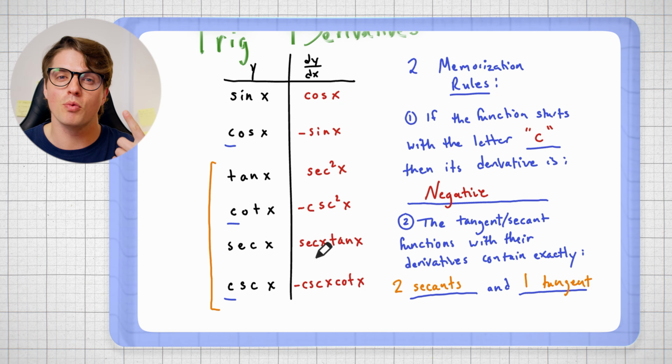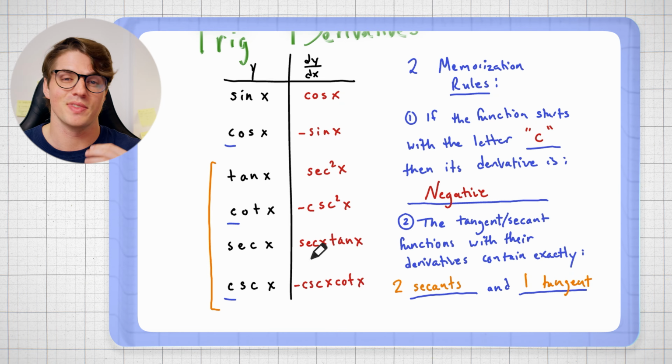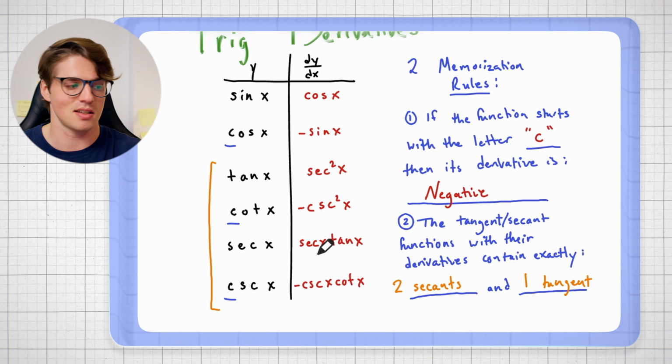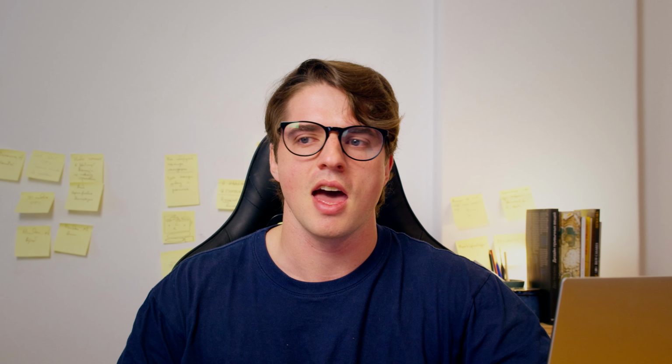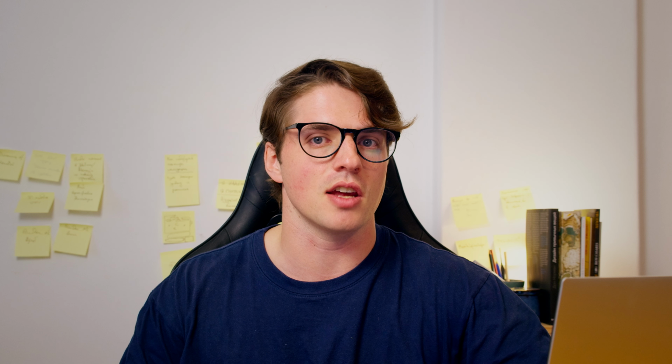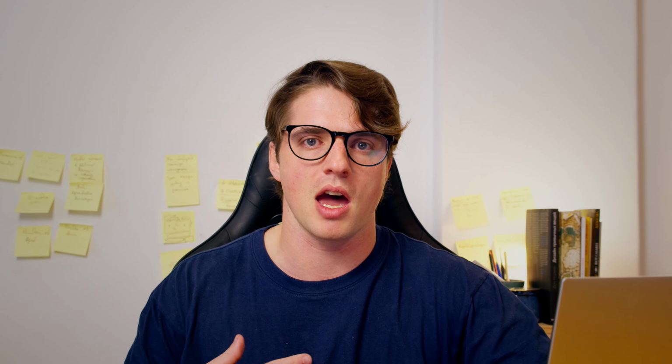Secant. I already have one secant. In order to get to the two secants, one tangent, I need another secant and one tangent. That's why the derivative is secant x tangent x. And the same for cosecant. So I hope this rule will help you if you ever get lost on an exam and you can think two secants, one tangent, two secants, one tangent. I've got a cosecant. I need another cosecant and a cotangent. It certainly helped me in the past.